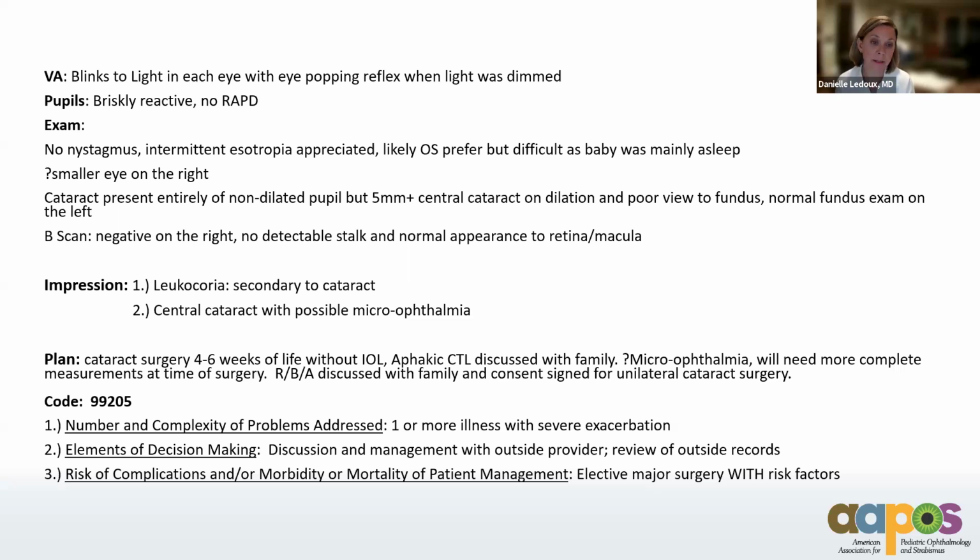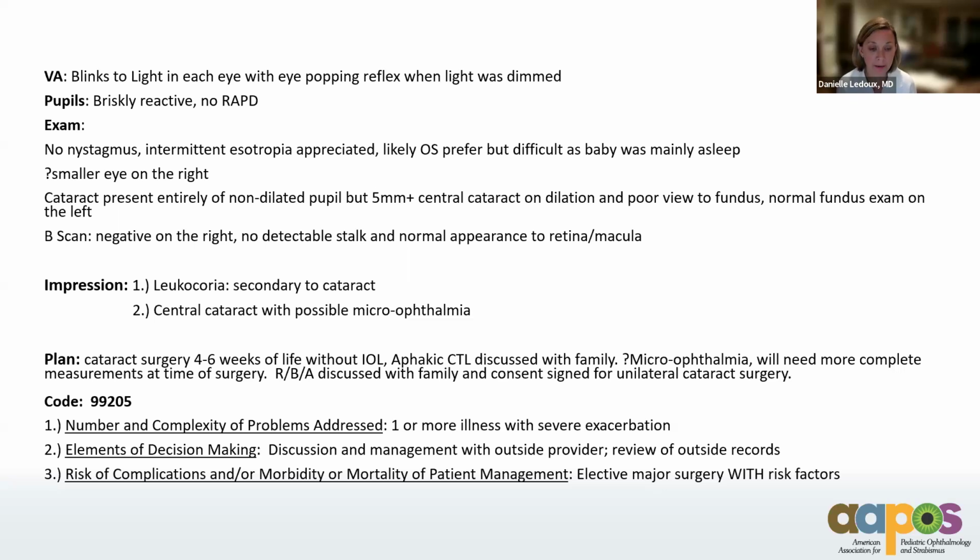So your impression, this is leukocoria secondary to cataract, central cataract with possible microphthalmia. So you have a plan to remove this cataract at 4 to 6 weeks of life. No placement of the IOL based on IATS. Aphakic contact lenses were discussed with the family. We want to do a little bit of a further look at the size of the eye at the time of surgery based on the possibility of microphthalmia. So these risks, benefits, and alternatives to surgery were discussed with the family, and consent was signed for cataract surgery.